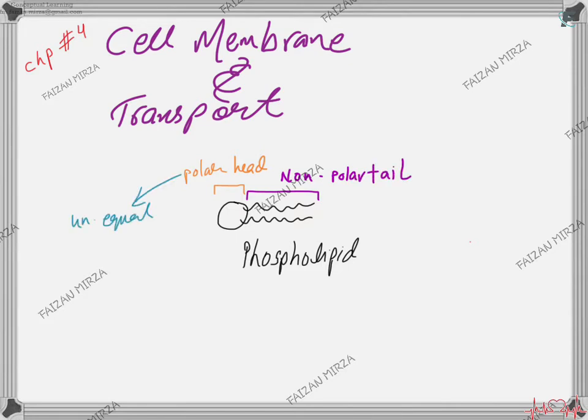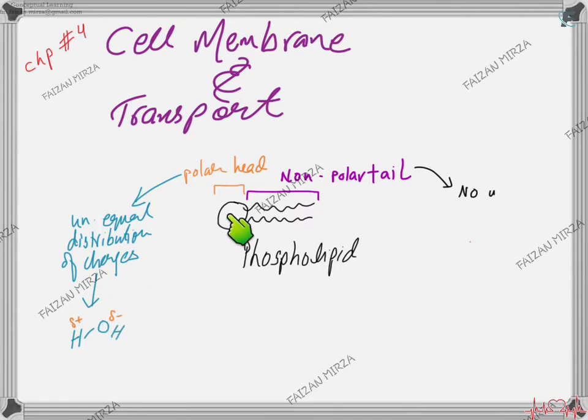This makes this molecule amphipathic. The polar head is because of unequal distribution of charges, and since water also has unequal distribution of charges, water is polar, so this part of the molecule can form bonds with water. The non-polar tails do not have any unequal distribution of charges.